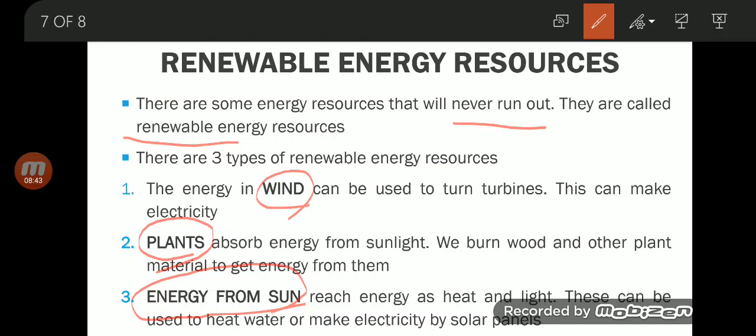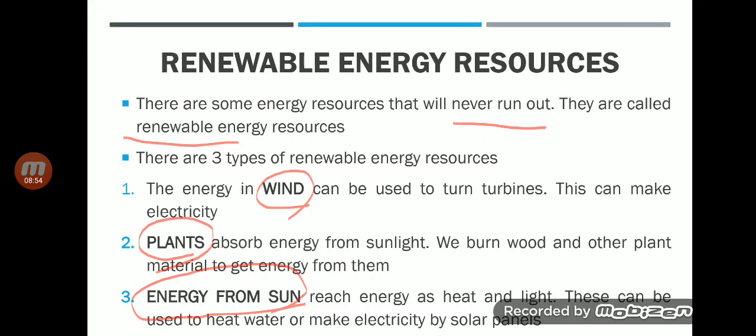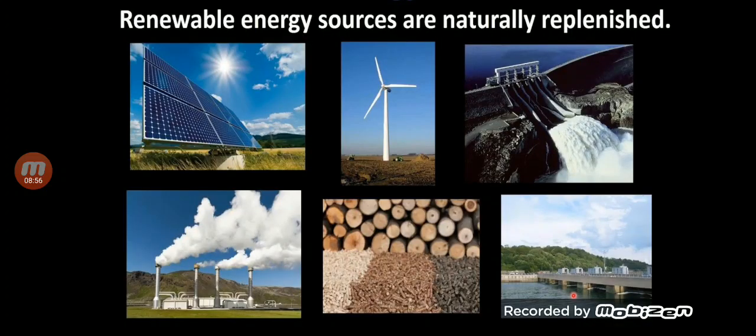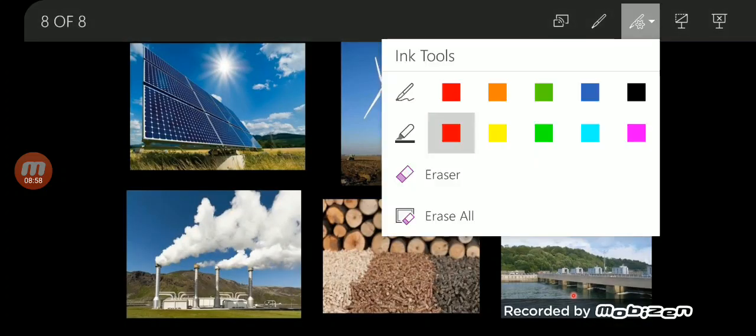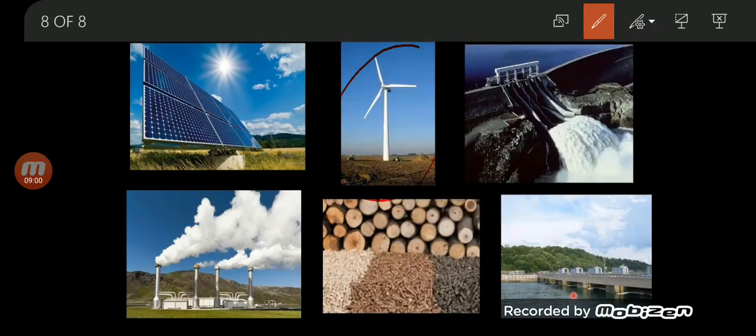So they are renewable energy resources. Number one, wind. The energy in wind can be used to turn turbines. This can make electricity. Look, in this diagram, you can see a turbine. Due to wind, this turbine will move round and round and it will produce electricity.